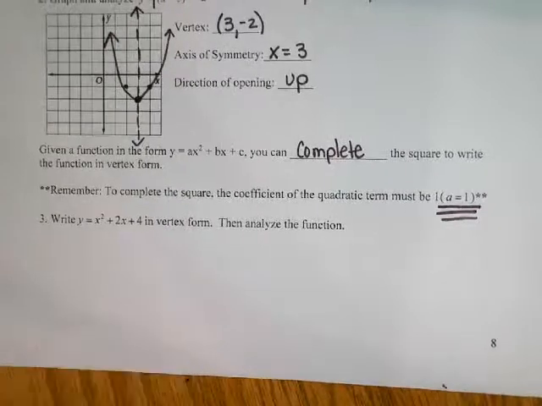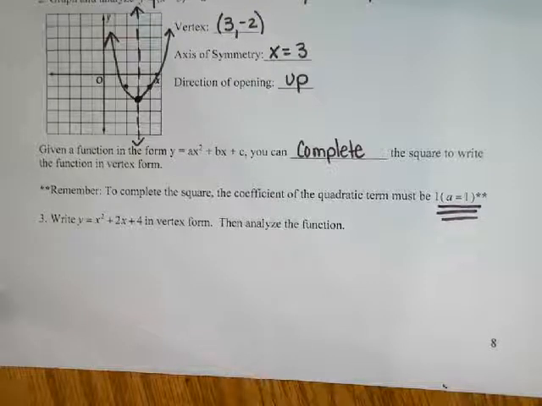Okay, so number 3 says write y equals x squared plus 2x plus 4 in vertex form and then analyze the function. When it says analyze the function, that just means tell me the vertex, tell me the axis of symmetry, and which way he opens. Okay?